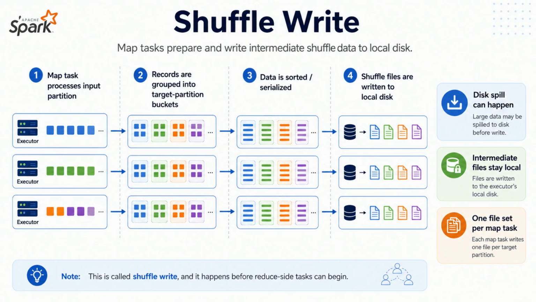If the data being processed is very large, Spark may spill some of it to disk while processing. This happens when the data exceeds the available memory, and it can increase disk I/O, potentially slowing down the overall job. However, this mechanism is necessary to ensure that even large datasets can be handled effectively. In summary, shuffle write is the preparation phase where map tasks organize, sort, serialize, and write intermediate shuffle data. It plays a critical role in ensuring that the data is ready for the reduce phase, enabling efficient and scalable data processing in distributed systems.